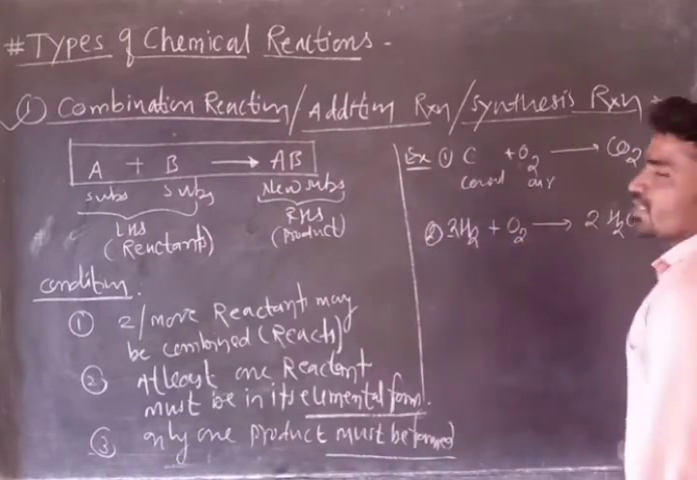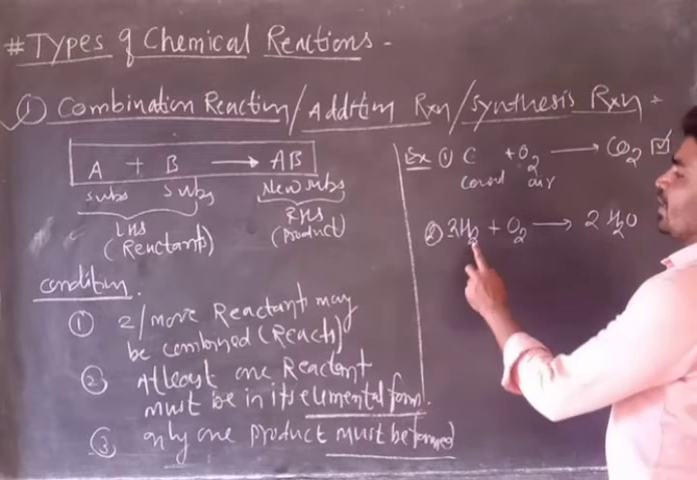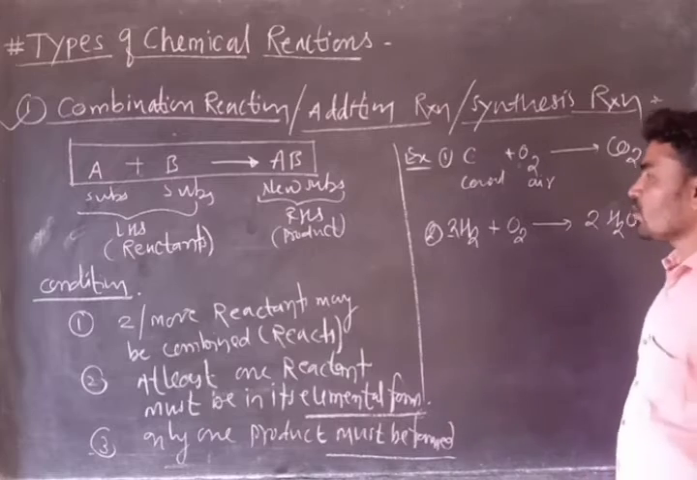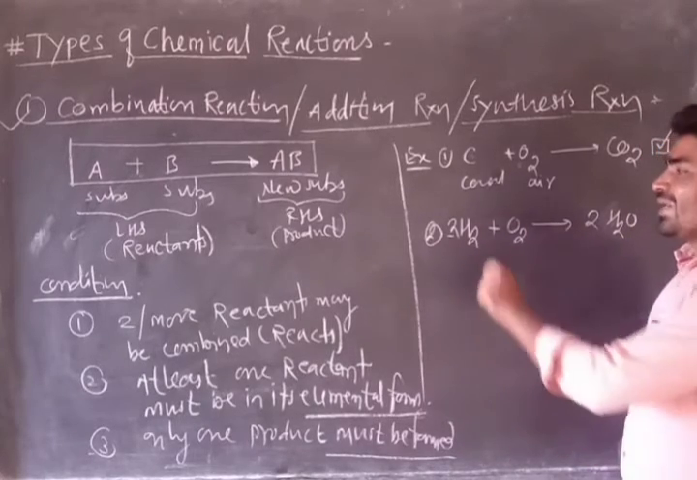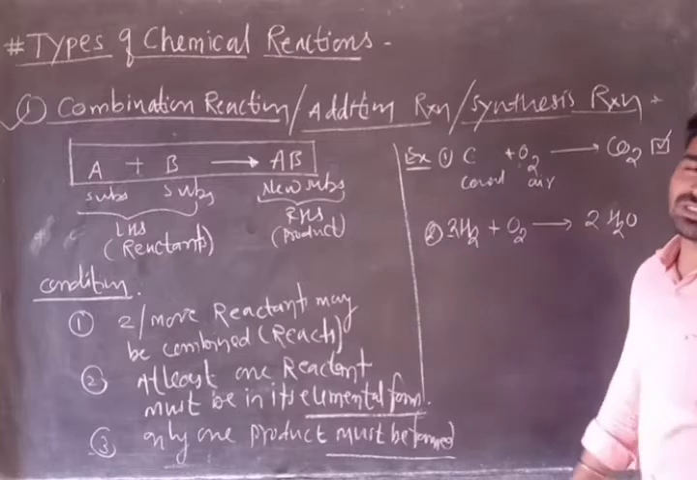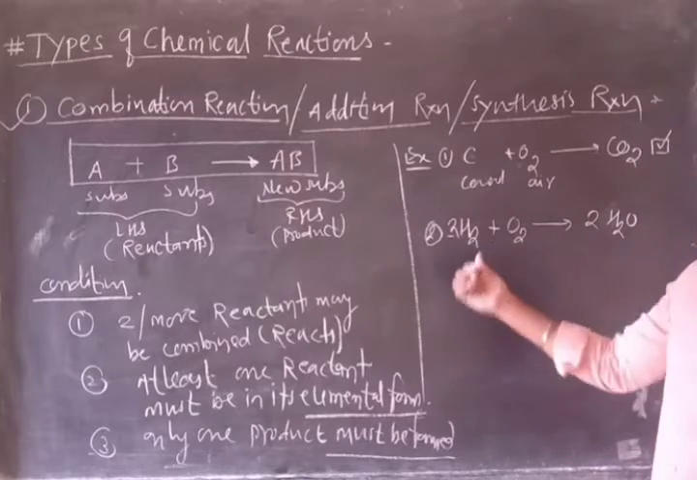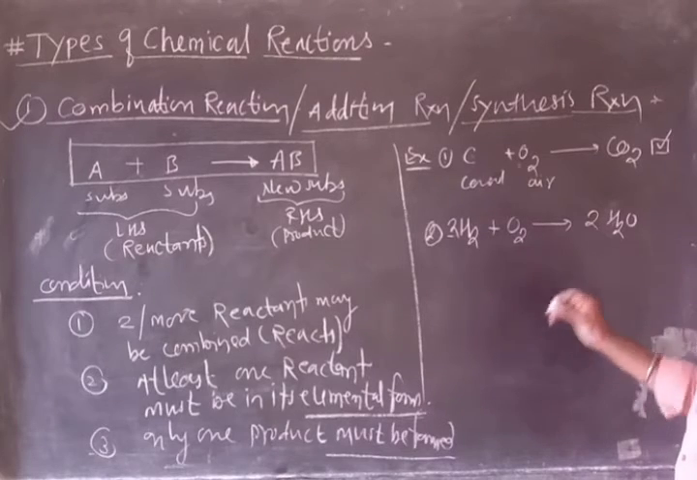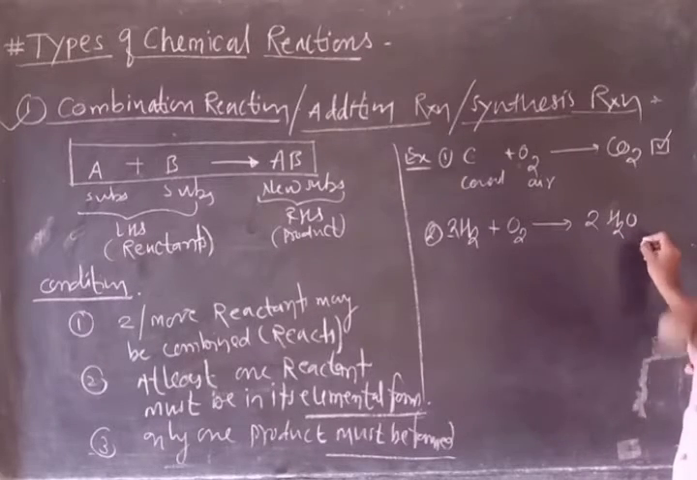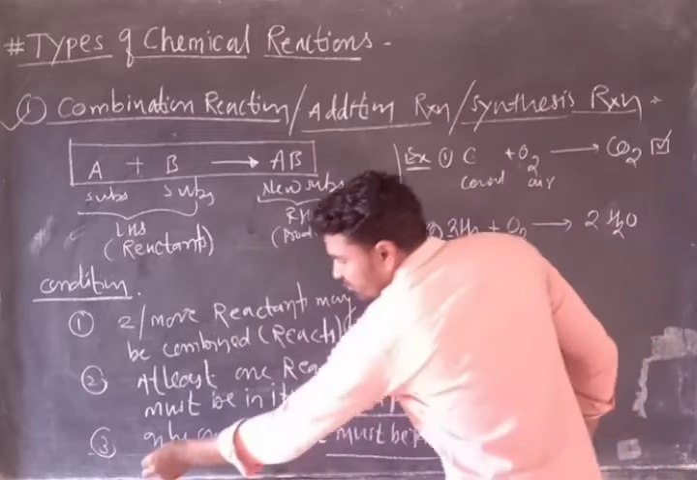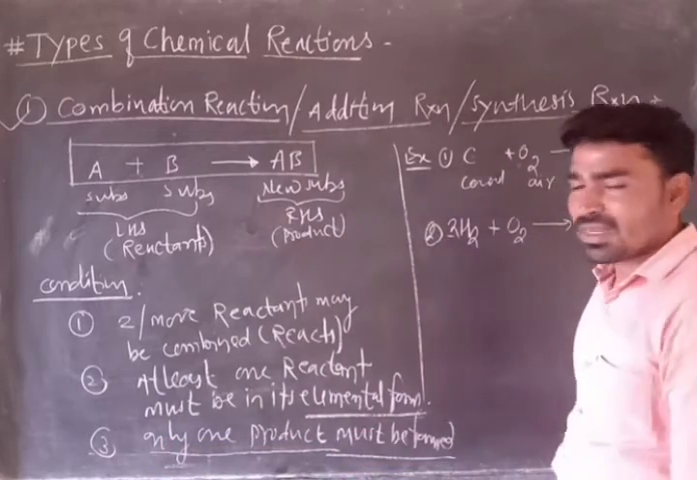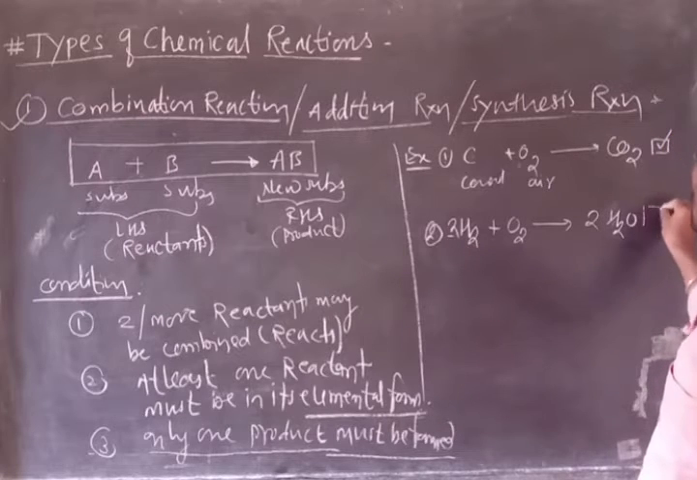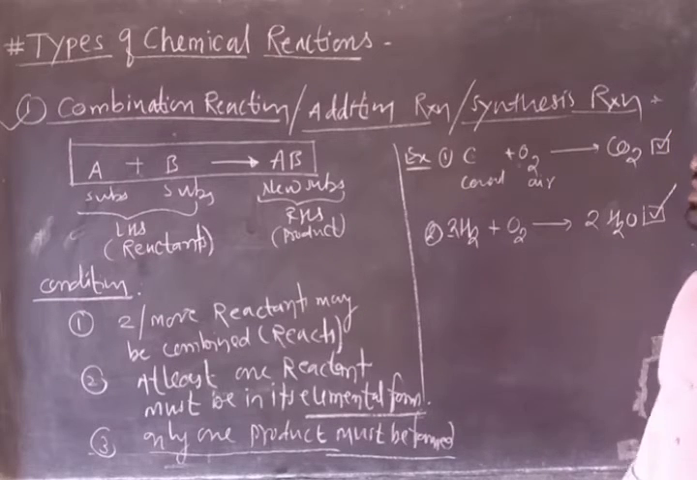So my dear students, here you just try to learn. There are two reactants. Both reactants are in their elemental form, because oxygen is O2 and hydrogen is H2. These are the uncombined states of these elements. But when these react, they form a water molecule, which is only one product. Only one product is the condition. So here only one product is formed. That is why it is also a synthesis reaction.